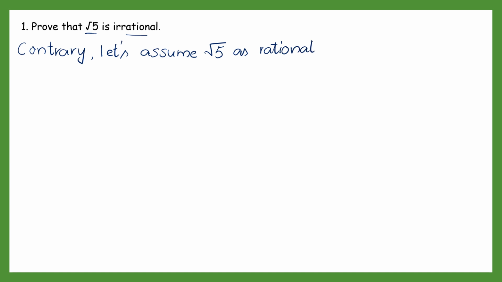If a number is rational, when will you tell the number is rational? If it can be expressed in the form of p by q, where p and q are integers and q not equal to 0. If you are able to express any number in the form of p by q, where p and q are integers and q not equal to 0, then the number can be called a rational number. Okay. So now we have assumed root 5 as a rational number. So we should be able to express root 5 as p by q.